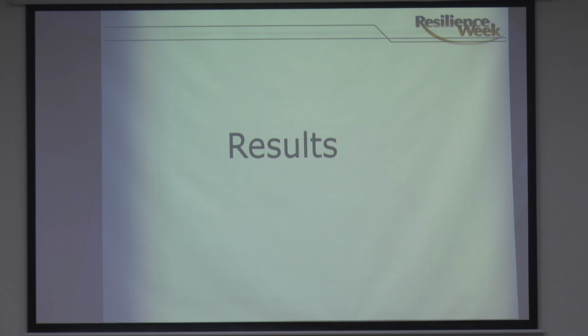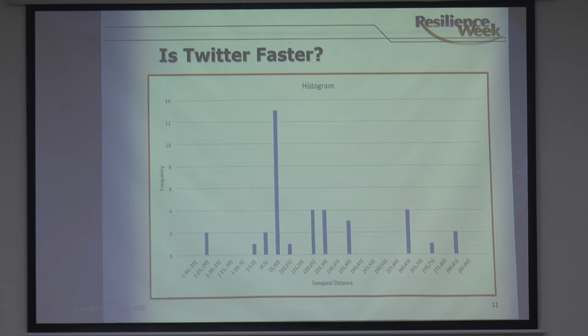Now we look at the 3 research questions, and what kind of results we get on them. The first question was whether Twitter is faster. Now we are only looking at those matching pairs of tweets and news articles, so the information is overlapping between the tweet and the news article. We want to see who reported it first.